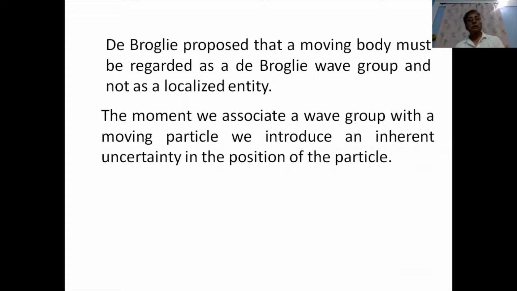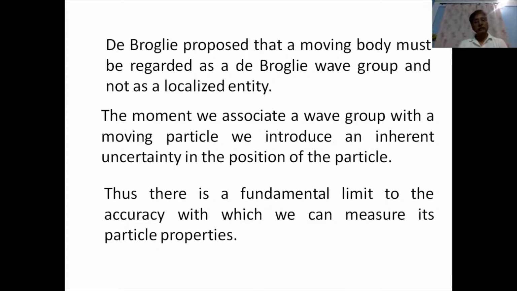To begin with, de Broglie proposed that a moving body must be regarded as a de Broglie wave group and not as a localized entity. It means the moment we associate a wave group with a moving particle, we introduce an inherent uncertainty in the position of the particle. Thus, there is a fundamental limit to the accuracy with which we can measure its particle properties, and this is what the uncertainty principle is all about. That is, we are associating a wave with a moving particle, and therefore the position of the particle becomes uncertain, at least to the extent of the size or the spread of the wave.